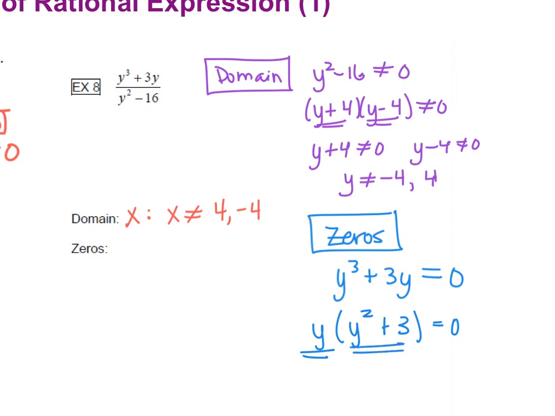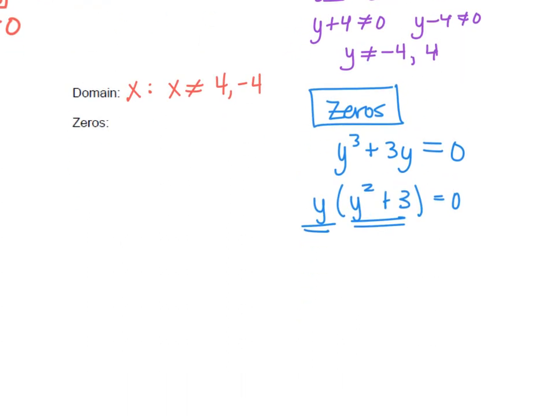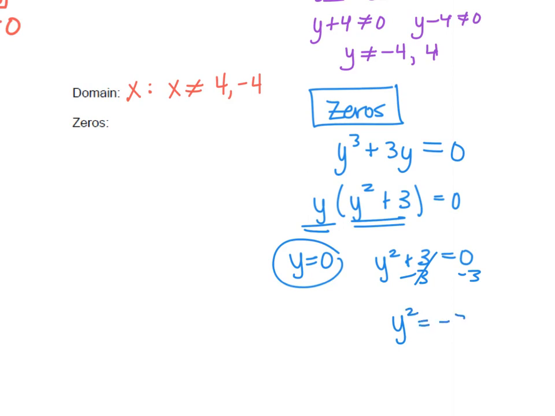Set these factors both equal to 0, so you get those mini equations: y equals 0, and y squared plus 3 equals 0, and solve each one. So this one's already solved. This one, when we solve this equation, it's not a difference of squares, so we can't do what we did up there with the plus and the minus. We just go ahead and get this 3 on the other side. So we have y squared is equal to negative 3.